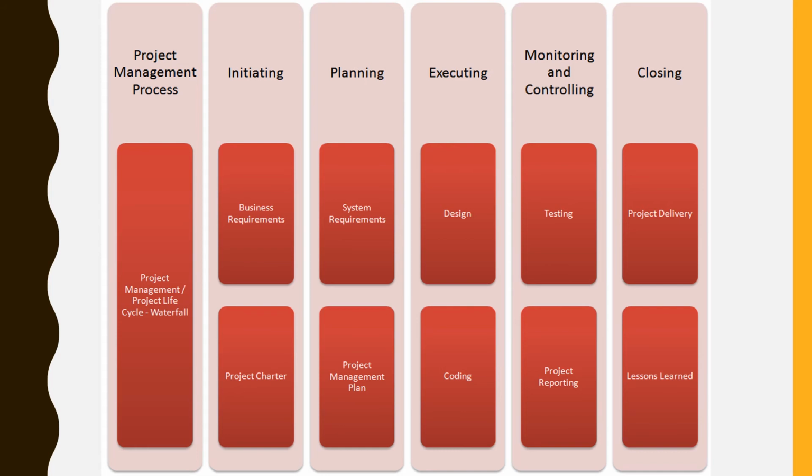If we are following the waterfall life cycle for a software development project, in initiating, you'll do business requirements, you'll create a project charter. In planning, you'll convert them into system requirements, you'll make a project management plan. That's the most important output of the entire planning process. In executing, you'll do the design work, you'll do the coding work. In monitoring and controlling, which is basically a common process across all other processes, you'll do the testing, you'll do the project reporting to higher management. In closing, the project will be delivered, and you'll document the lessons learned. So this is a typical waterfall life cycle project for software development. That's how these two are related: the project management process and the project life cycle.